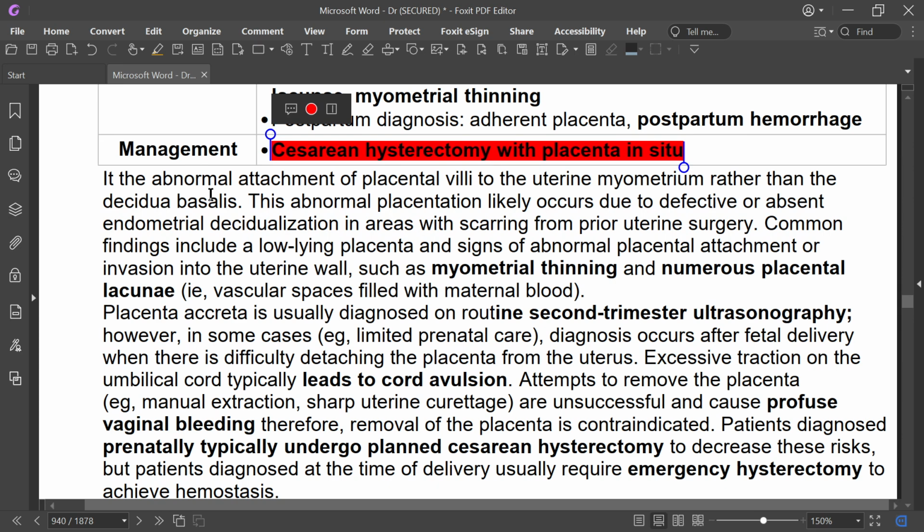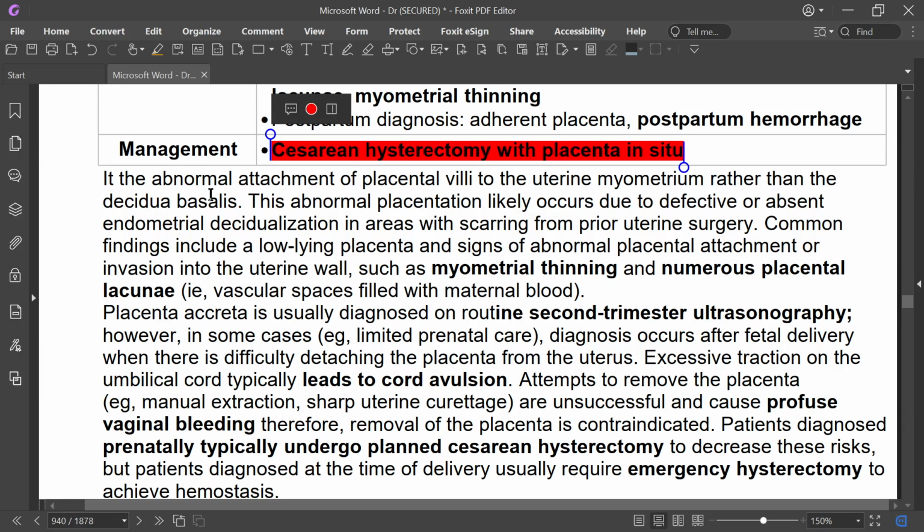It is the abnormal attachment of the placental villi to the uterine myometrium rather than the decidua vasalis. This abnormal placentation likely occurs due to defective or absent endometrial decidualization in areas with scarring prior to uterine surgery. Common findings include low-lying placenta and signs of abnormal placental attachment or invasion into the uterine wall, such as myometrial thinning and numerous placental lacunae, vascular spaces filled with maternal blood.